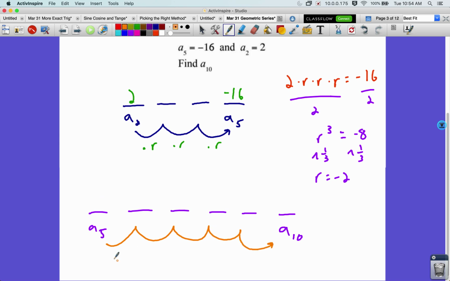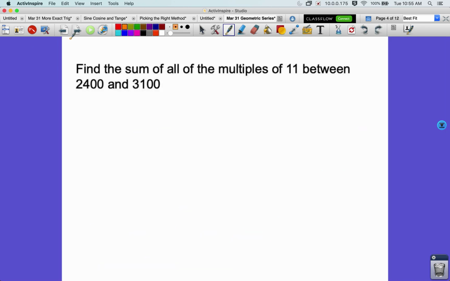And so I can take my a sub 5, negative 16, and multiply it by negative 2 five times. This can just be plugged straight into our calculator. Be careful with your parentheses there. Negative 2 to the 5th power is negative 32, times negative 16 is 512. All right, so 512 was a sub 10.